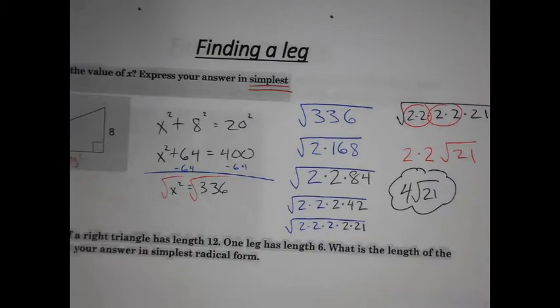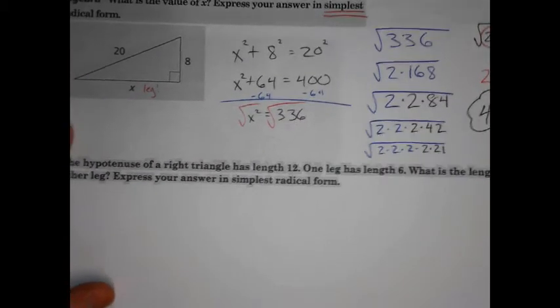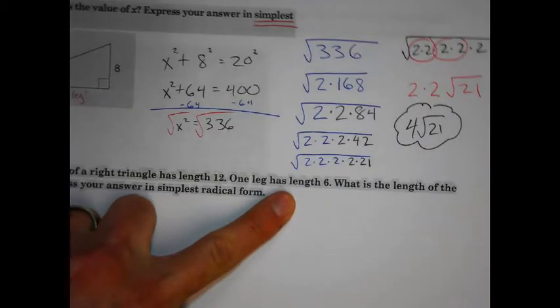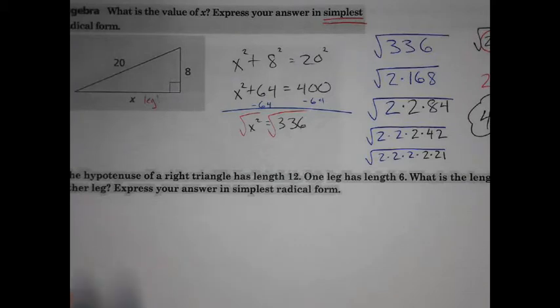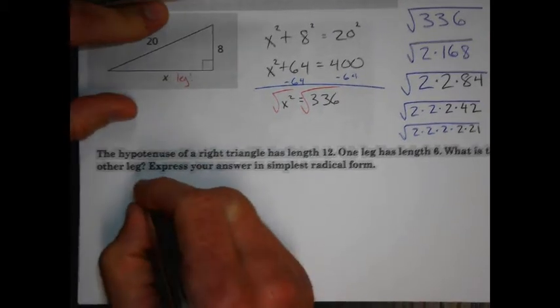All right, let's do another one. Yeah, let's do more. So here's a wordy word problem. The hypotenuse of a right triangle has length 12. One leg has length 6. What is the length of the other leg? Simplified radical form. So I don't know what's going on. Let's draw a picture. Yay, picture.